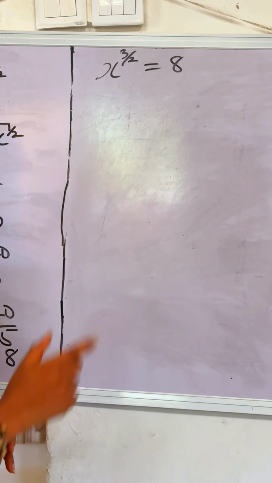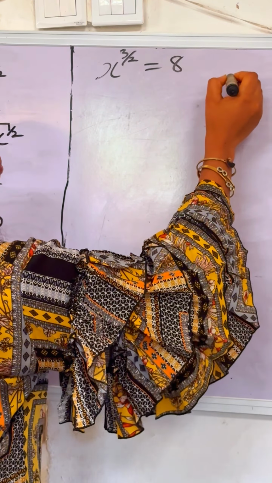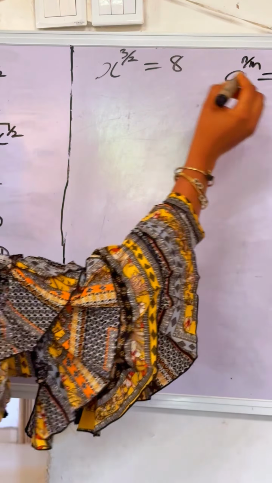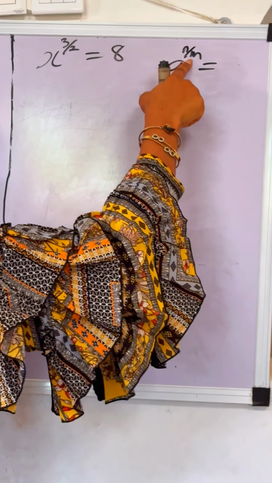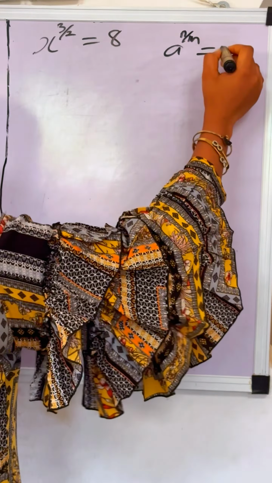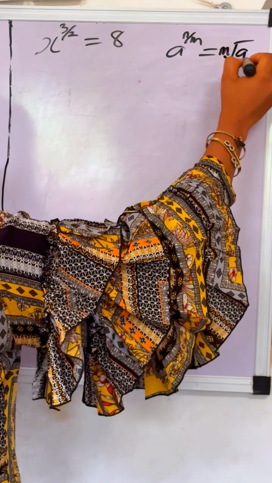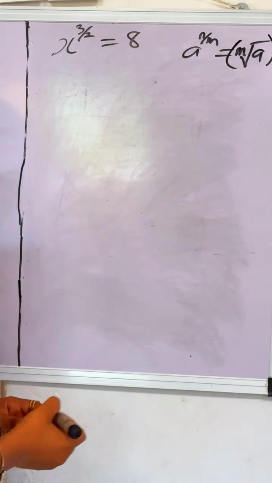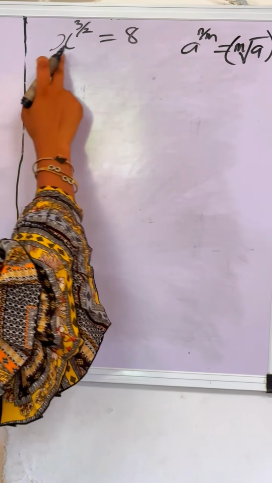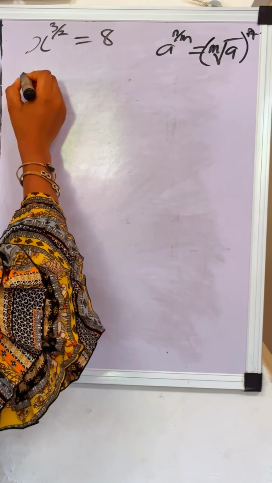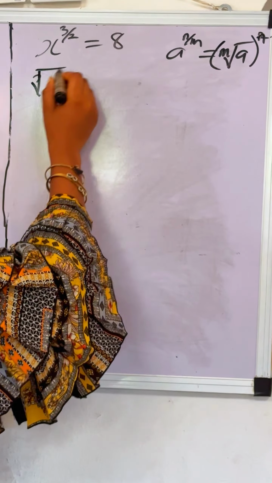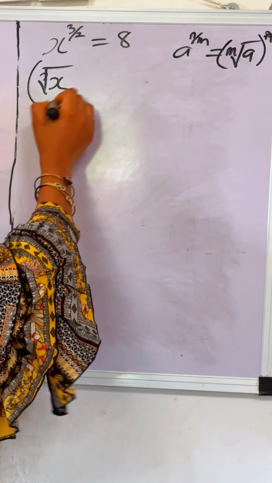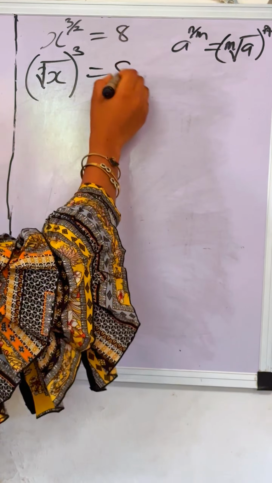It's the same thing as, recall that we have a raised to the power of n over m. It gives us the m, which is the denominator, becomes the root. That's m root of a, while the n, which is the numerator, becomes the power. So applying this here, this becomes what? Square root of x, because 2 is the denominator, and then raised to the power of 3 equals 8.